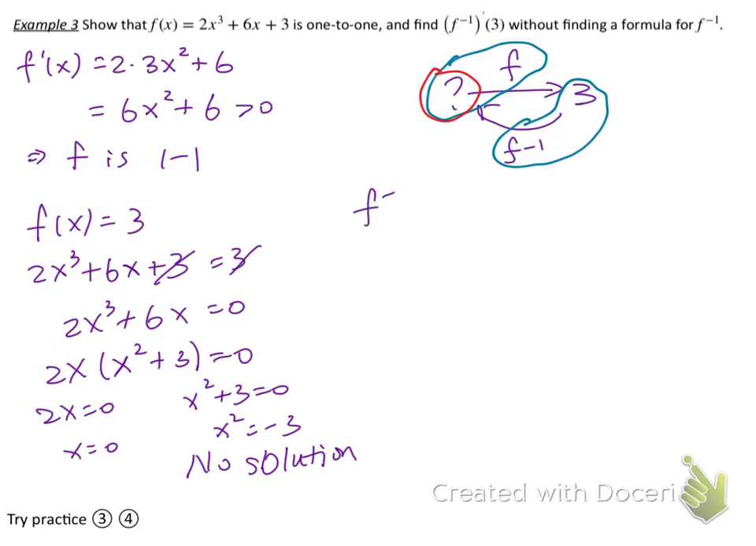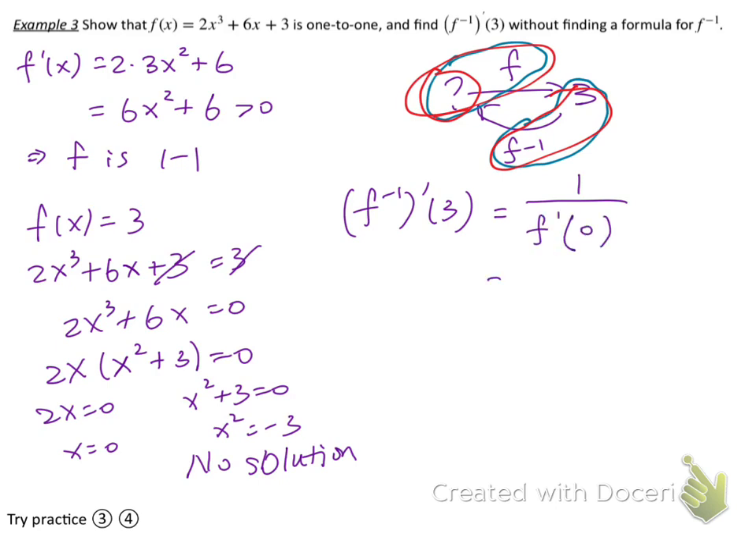Then my f inverse taking derivative at 3, again, this side becomes the reciprocal of this side, equals 1 over f derivative at 0. I already know what the derivative of f is. I computed it in the very beginning. So it's 1 over 6 times 0 squared plus 6. Well, 1 over 6. That's a 6.